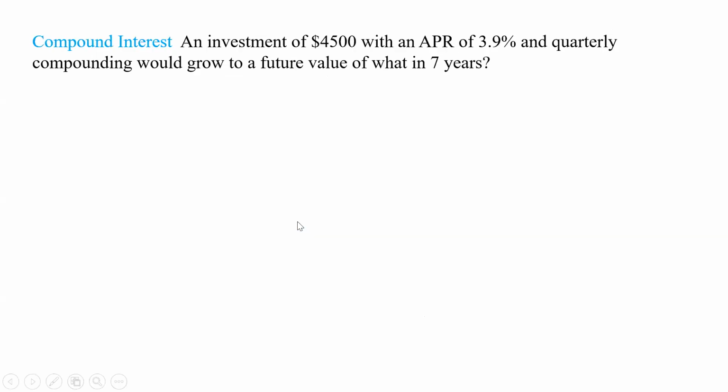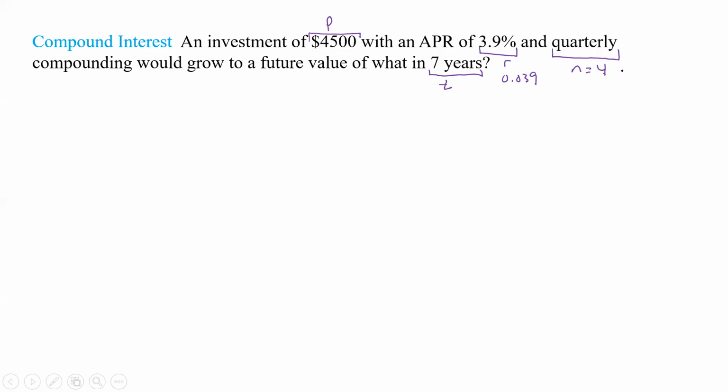So let's look at this example here. We have an investment of $4,500 with an APR of 3.9%, and quarterly compounding would grow to a future value of what in 7 years? Well, what do we have? Well, 7 years is how long it's going to be, so that's going to be our time. Quarterly, that's our n, so that's going to be 4. This is going to be our r, and again, we have to put it into decimal form, and this is our P.